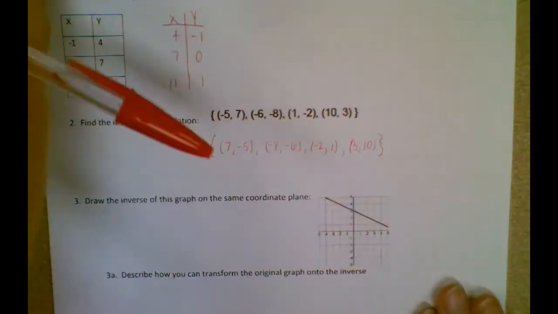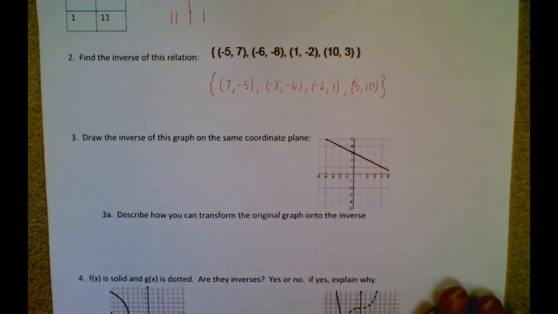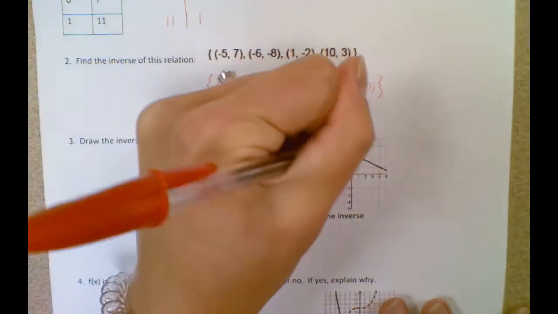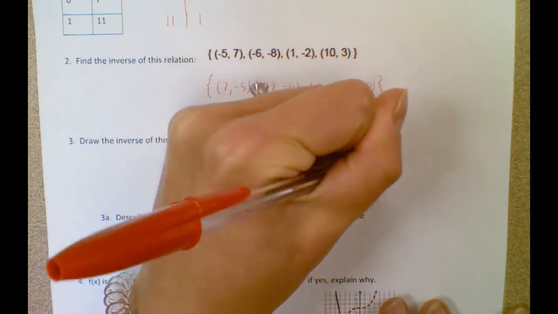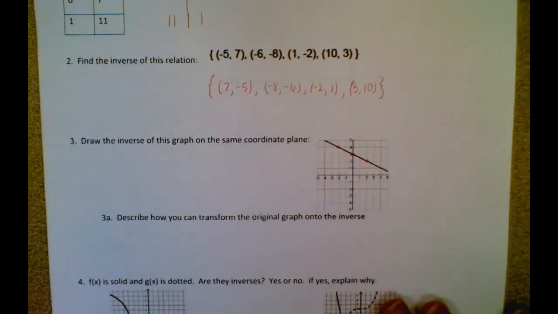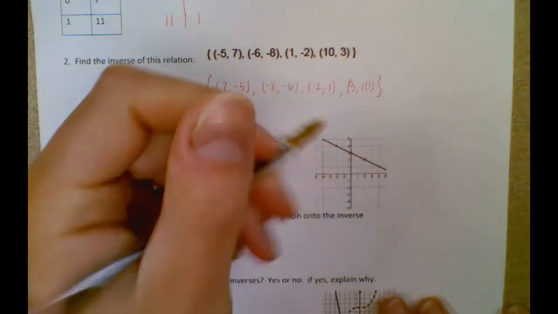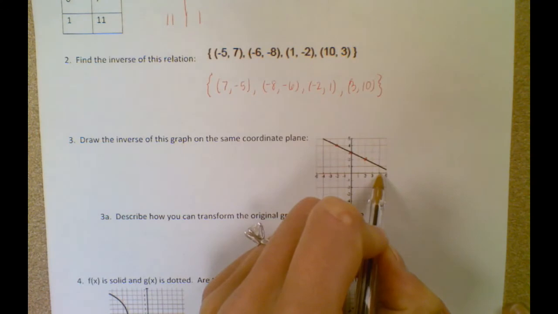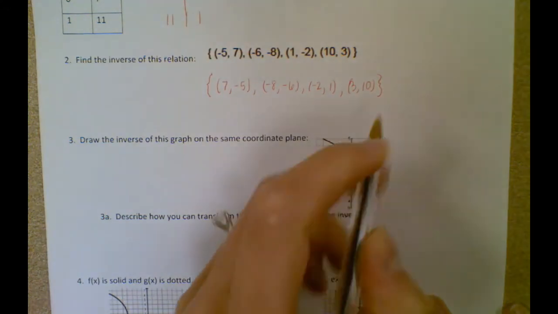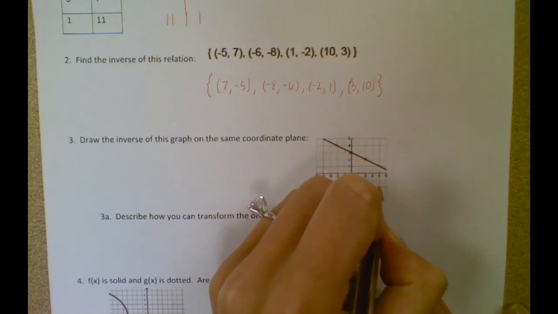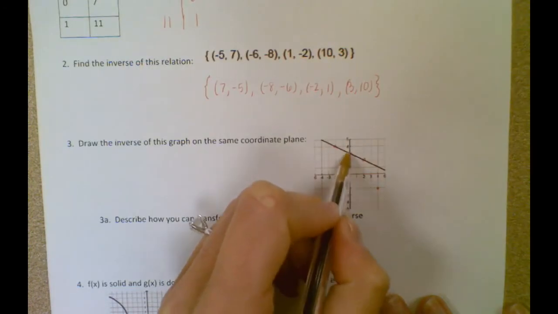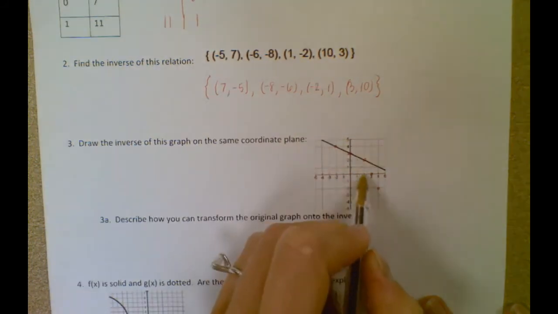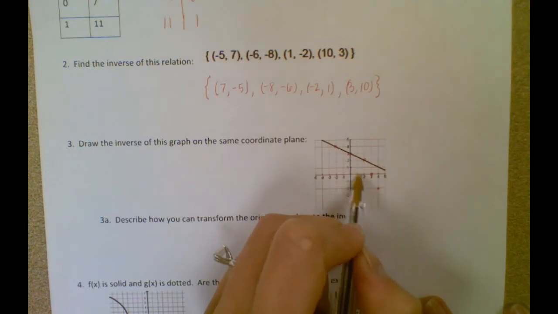All right, number 3 says, draw the inverse of this graph on the same coordinate plane. So we're given this graph right here. I'm going to pick a couple values. I'm going to pick these coordinate points, and I'm going to switch their x and y values, okay? Just like we've learned so far. So this is -2, 4, so it's going to become 4, -2. And this was 0, 3, so this becomes 3, 0. This is 2, 2, so that would still stay 2, 2.